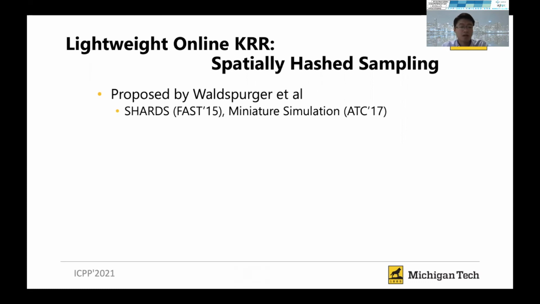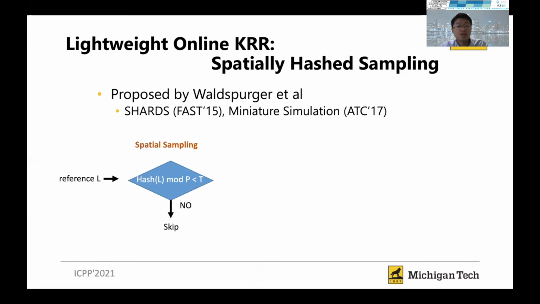So to make KRR practical for online applications, we adopt a very effective sampling method called spatially hashed sampling, which was proposed by Waldspurger. Here I'm going to illustrate how spatially hashed sampling works. First, we have a reference L. The reference first goes through a hash filter. If it returns no, we simply skip the reference. If it is a yes, then the reference goes to the KRR stack.